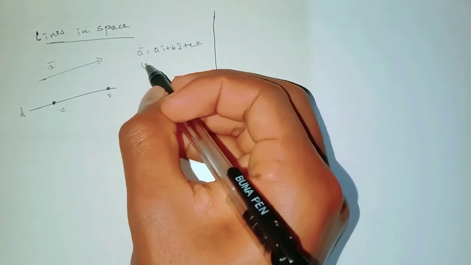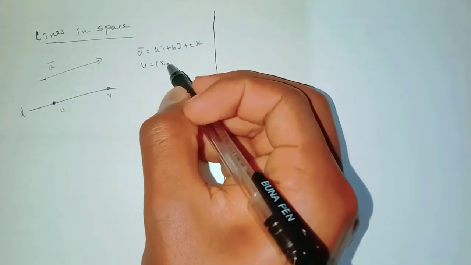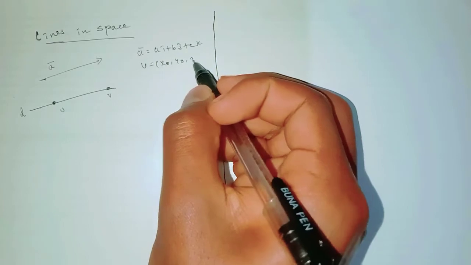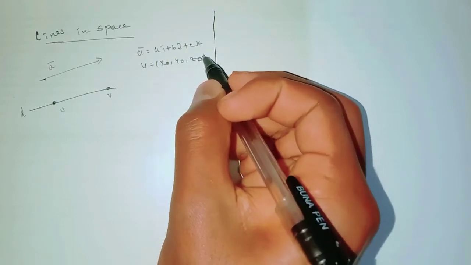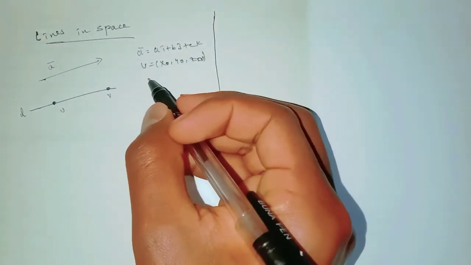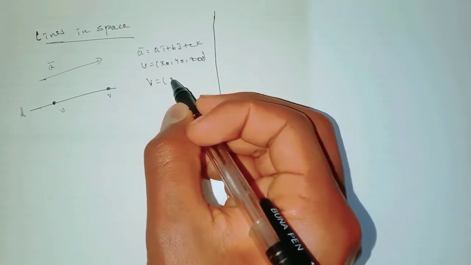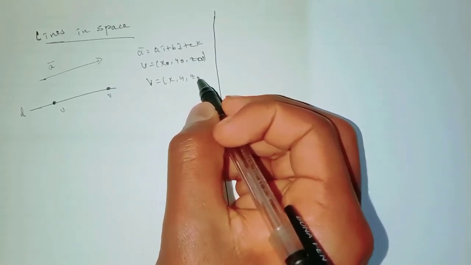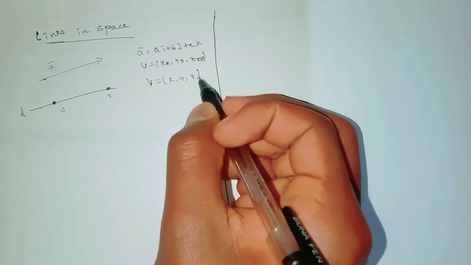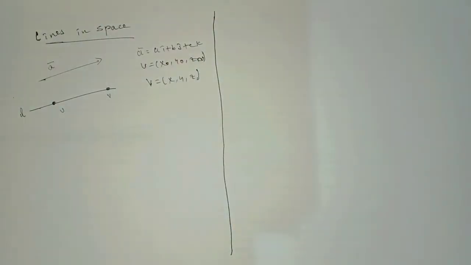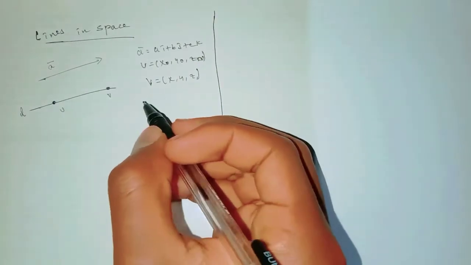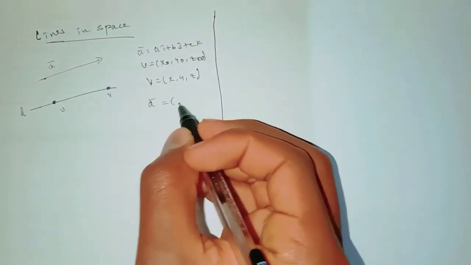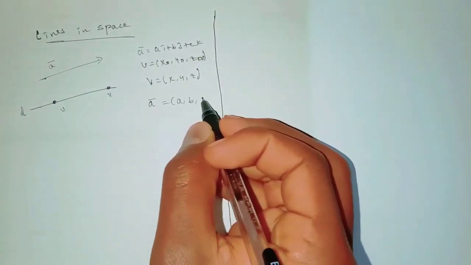And U is x naught, y naught, z naught, and V is x, y, z. Vector a has components a, b, c.